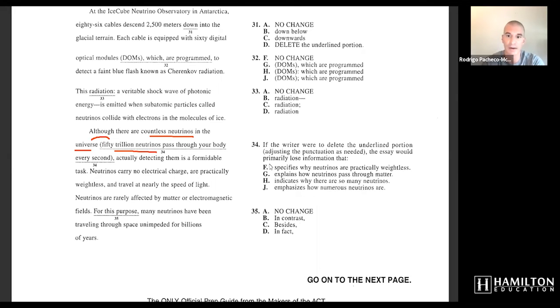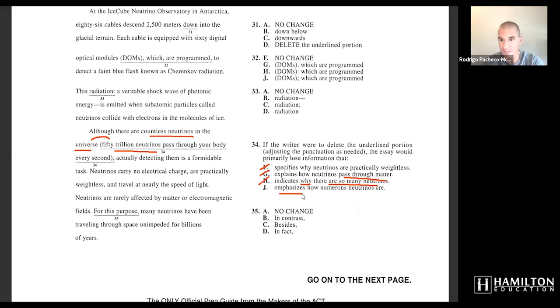There's no mention here about their mass, so we can eliminate F. G tells us that this explains how neutrinos pass through matter. It tells us that neutrinos pass through matter, but what's missing here is the how. That would involve some kind of method, some kind of explanation. H indicates why there are so many neutrinos. It tells us that there are many neutrinos, countless neutrinos, but we don't really have a why. That's not what we find in the parenthetical statement.